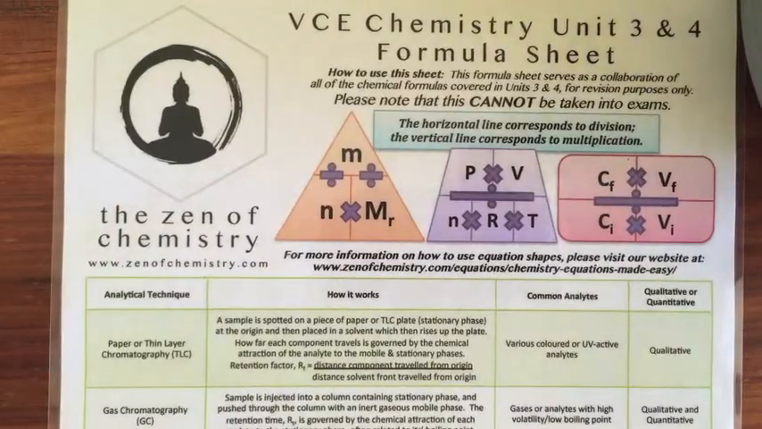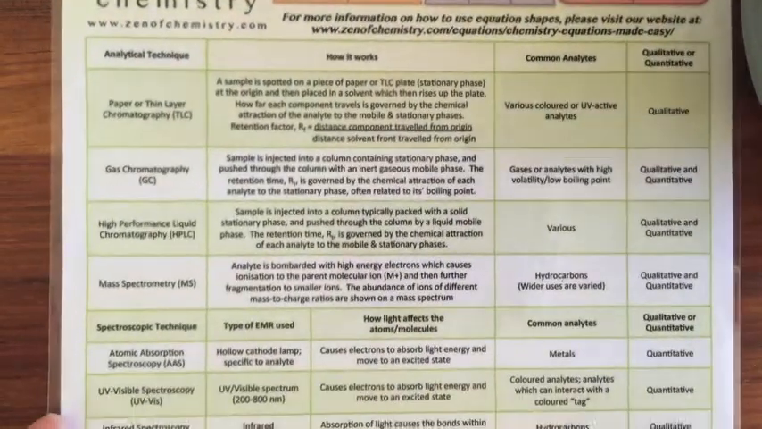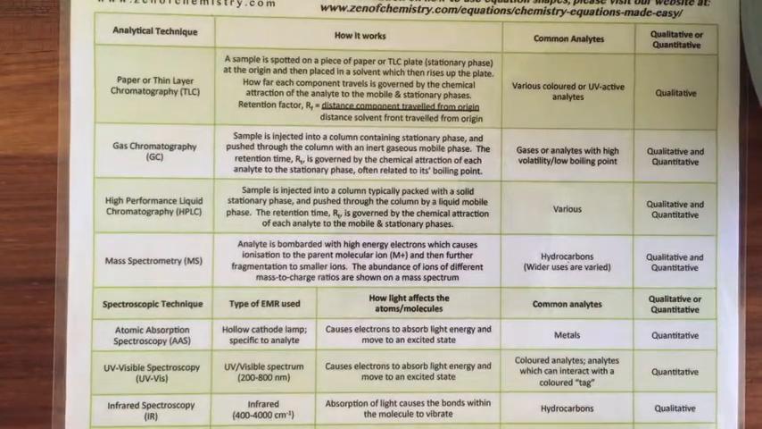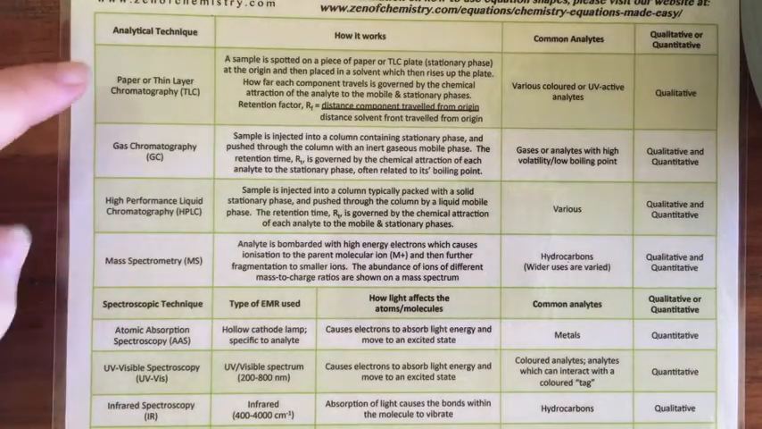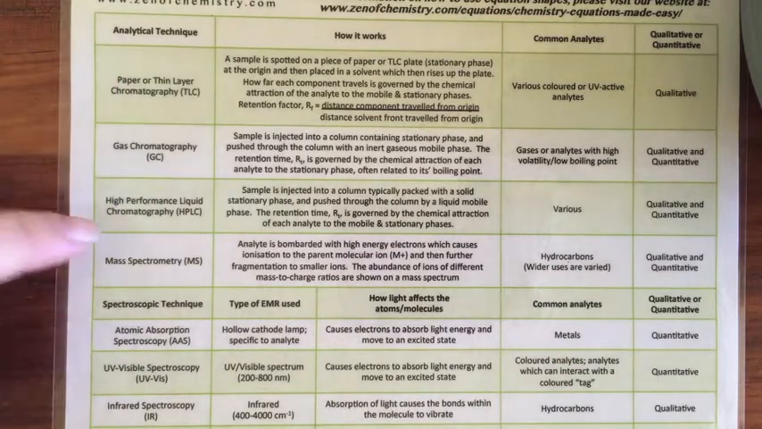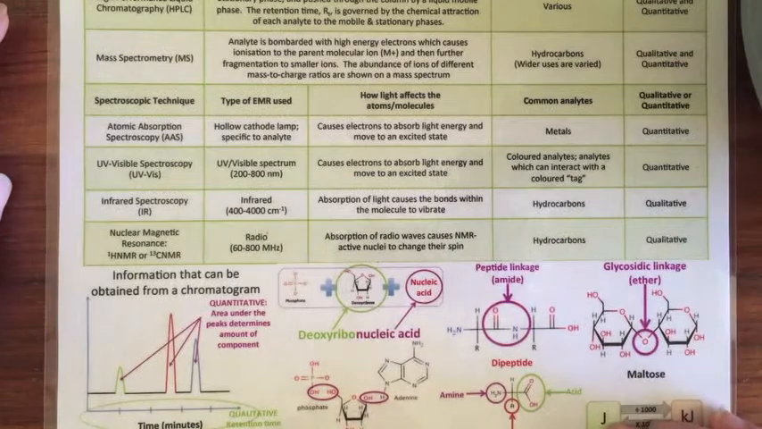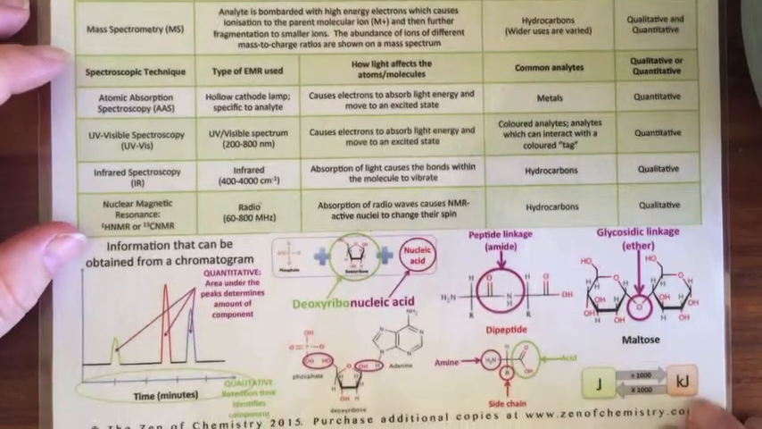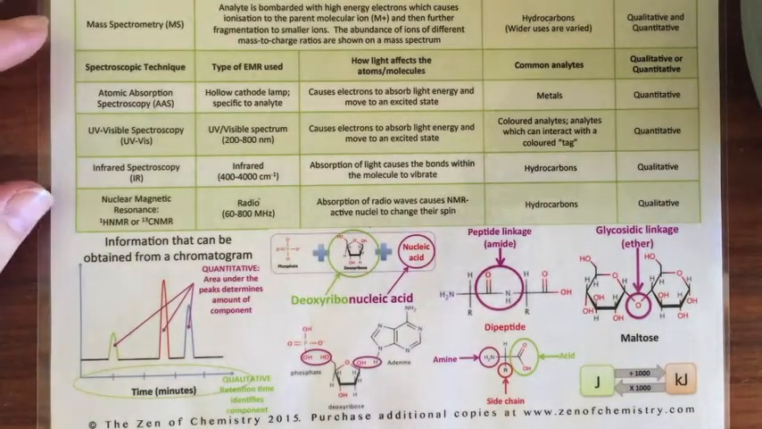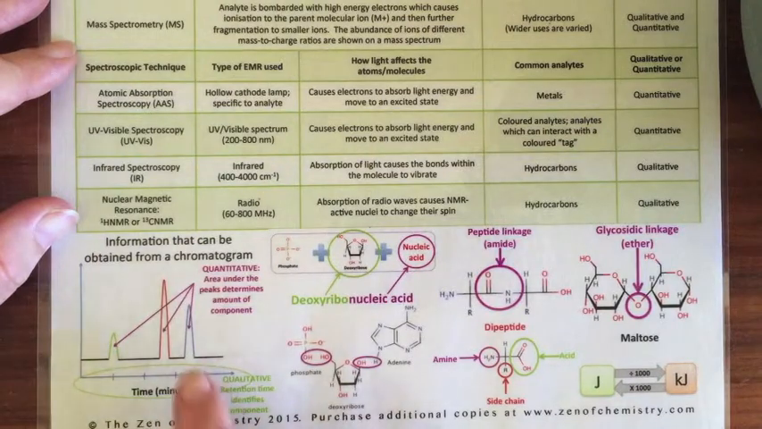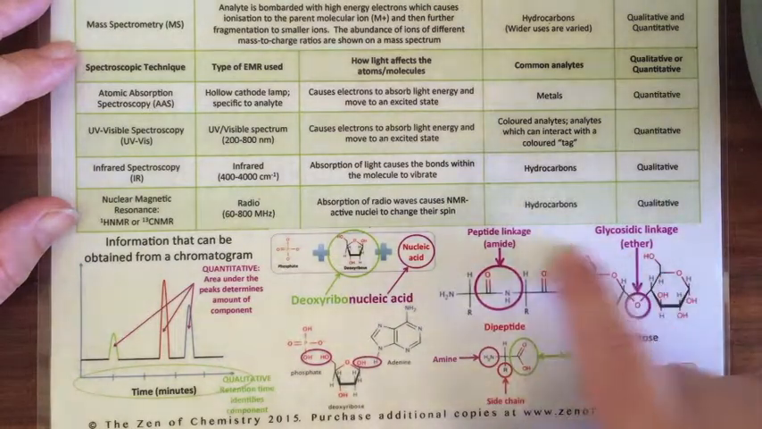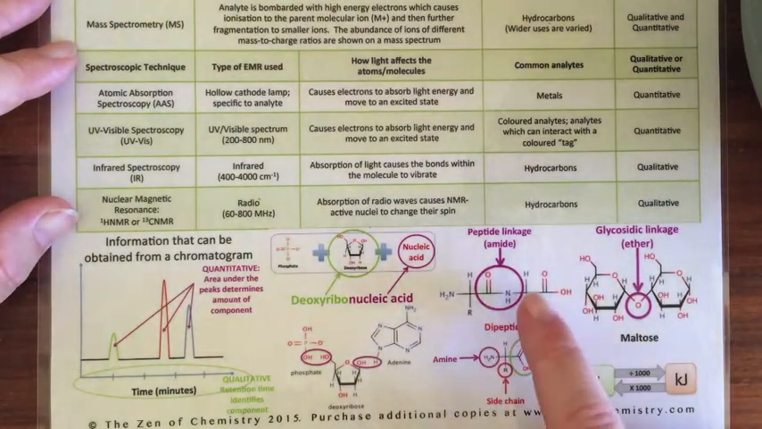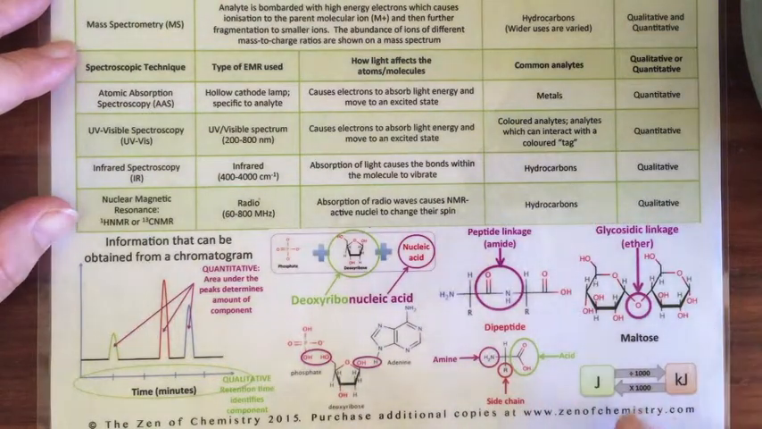The Unit 3 and 4 sheet starts with a summary table for all of our analytical techniques. So we've got up the top here, we've got our 3 types of chromatography and mass spectrometry. It's got some information about AAS, UV-Vis, IR, and NMR. And then down the bottom, we're looking at some stuff about chromatography, some DNA stuff, some basic information about peptides and amino acids and sugars. We've got a conversion for joules to kilojoules.